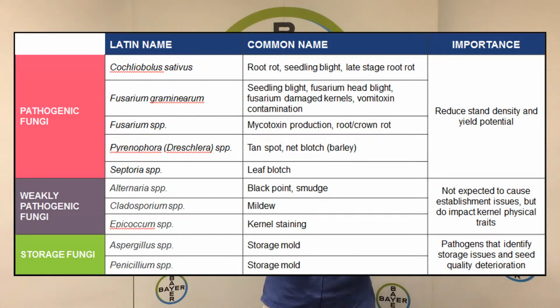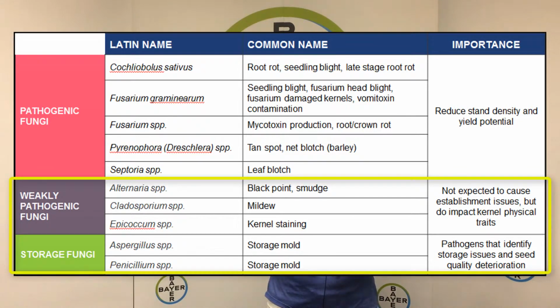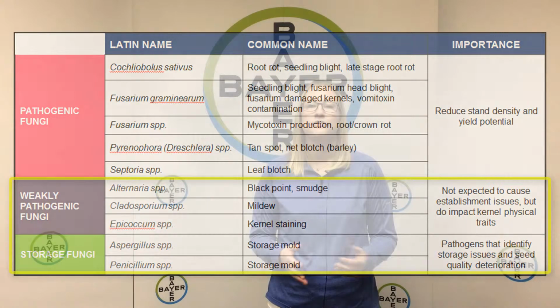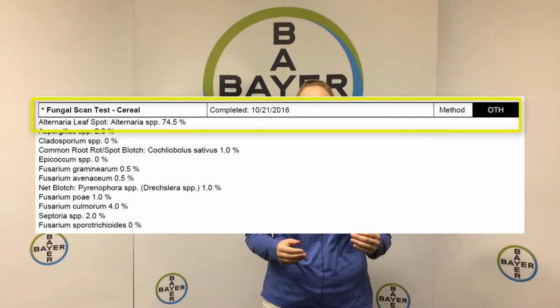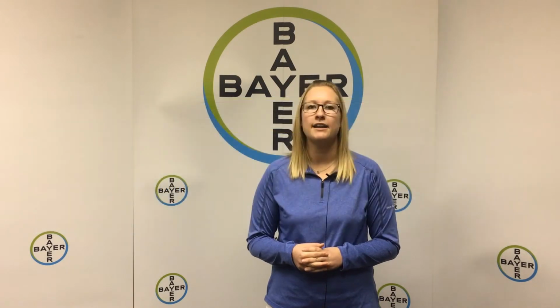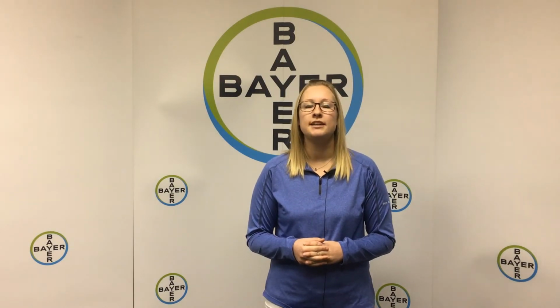You have moderately and weakly pathogenic diseases as well, and they're listed above with what they can cause, but they ultimately don't reduce the yield the same way, and so we're not going to focus on these today. One question I get a lot is around the alternaria numbers. They can often come back very high, and again, by just knowing that this is not your problematic disease, it shouldn't be an indicator of whether or not you'll use this seed to seed on your farm this year.